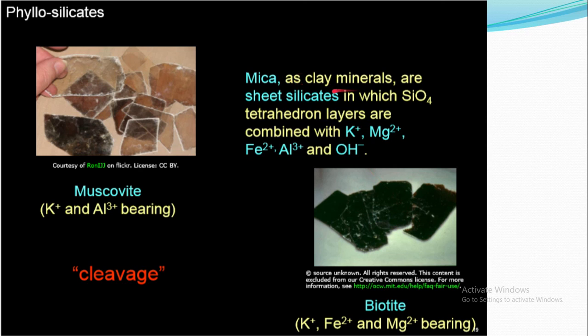As a mineral group, they are sheet silicates, in which SiO4 layers are combined with potassium, magnesium, and iron. So these are biotite. These are muscovite, light in color, mainly potassium and aluminum. Here you have iron and magnesium, magnesium and iron are there, that is why it is dark in color. Because of the cleavage along one direction, they are broken into different sheets.